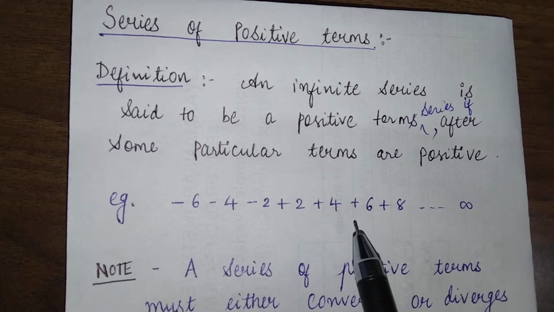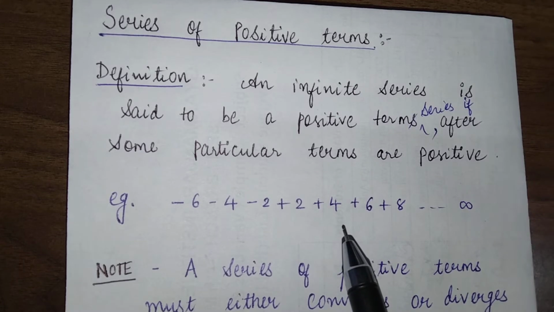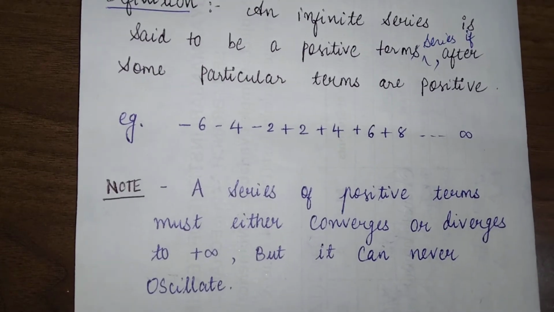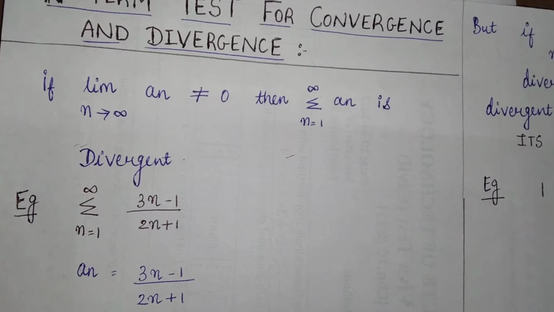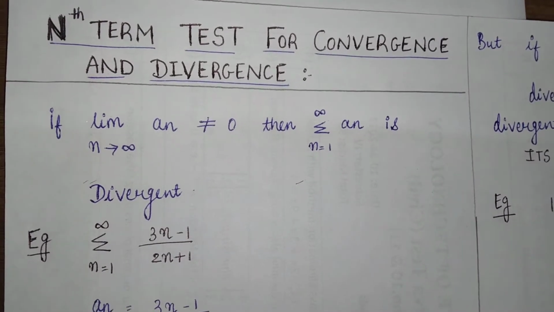Then such type of series is called series of positive terms. But it is necessary to note that a series of positive terms must either converge or diverge to plus infinity, but it can never oscillate. Means the answer of such type of series will always be convergent or divergent, but its answer will never be oscillating. Okay? So let us move to nth term test for convergence and divergence.